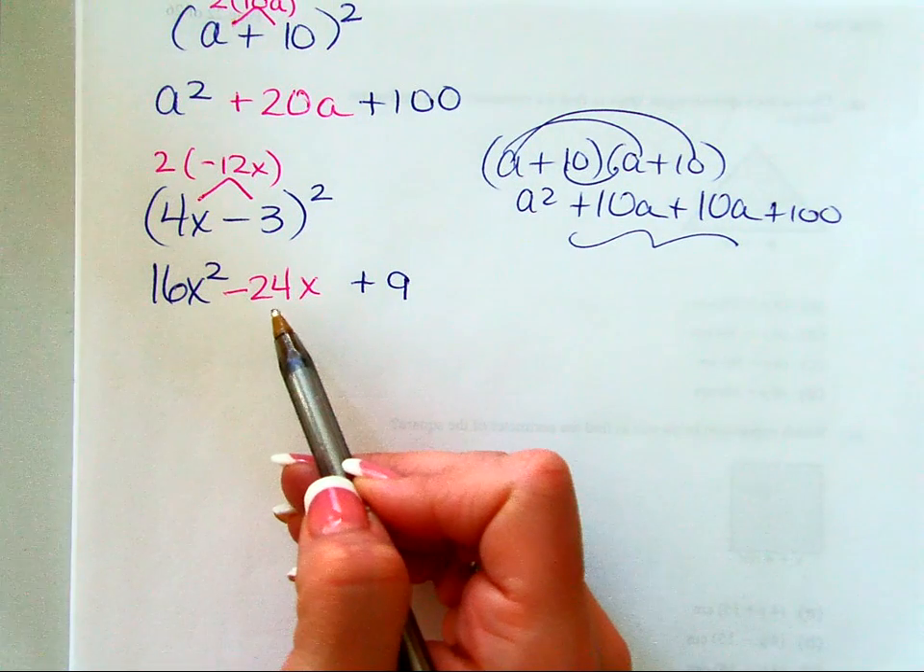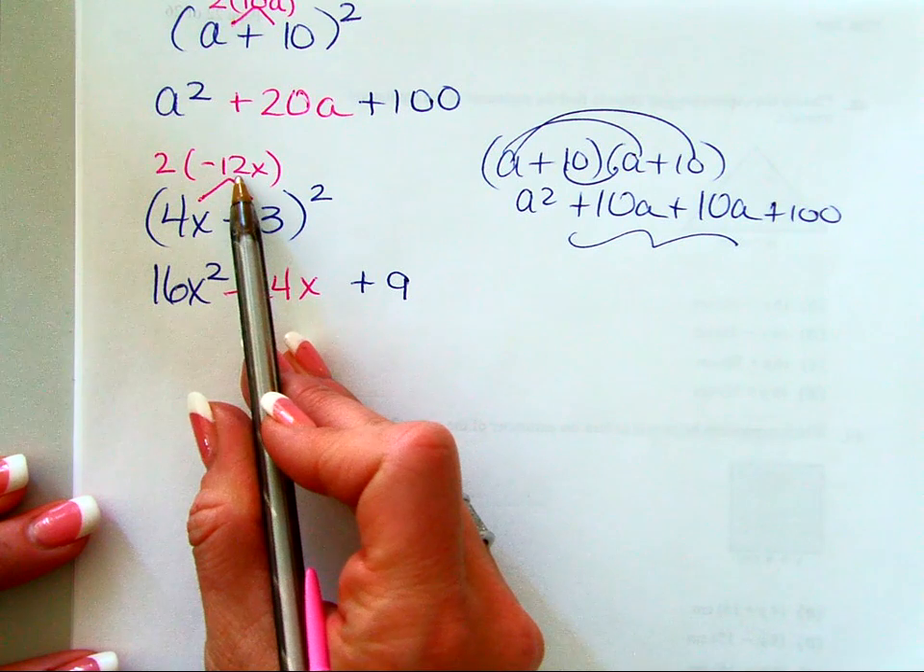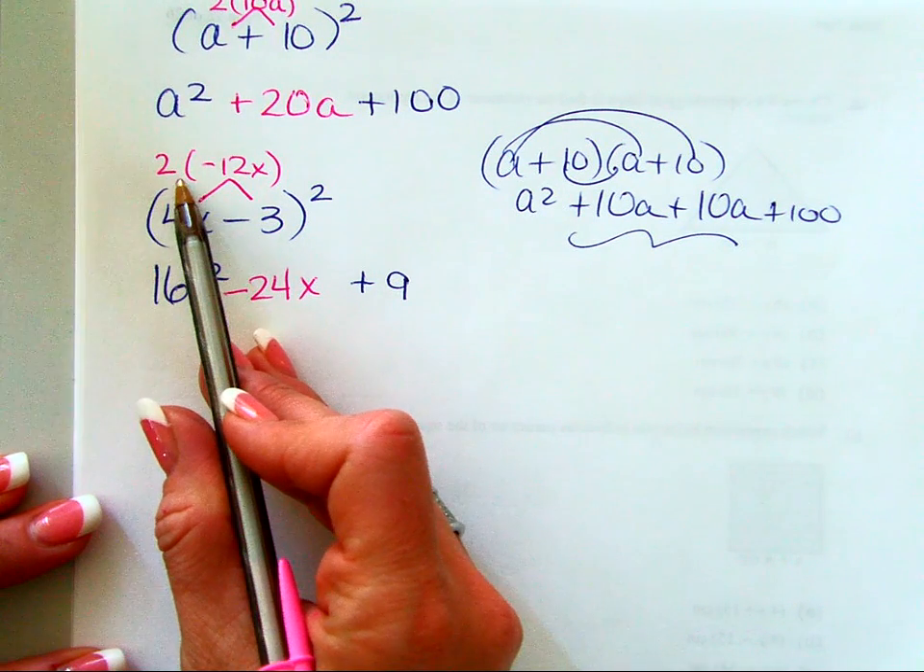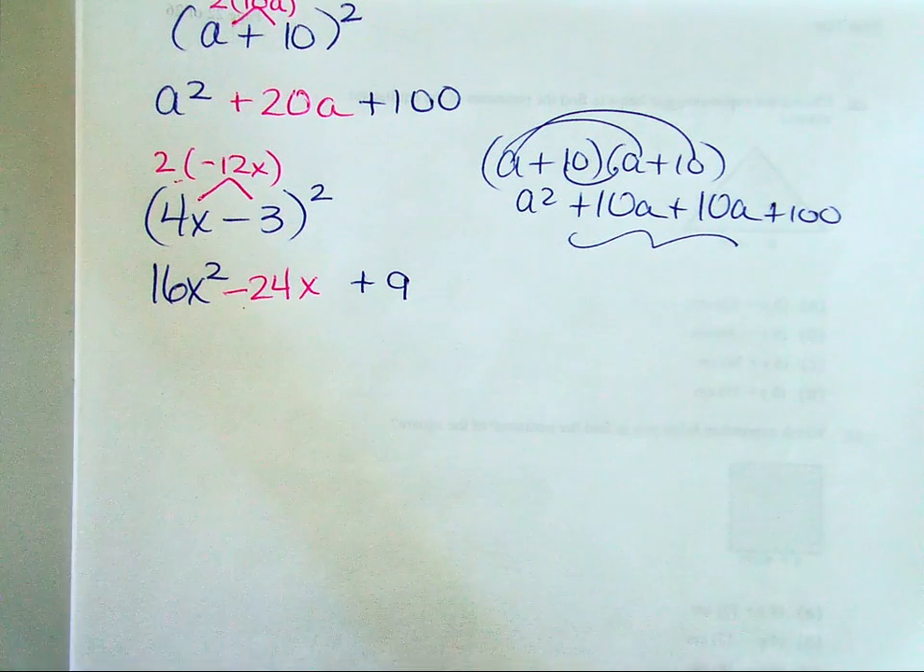Emily, do you see where 24x comes from? So, 4 times negative 3 is negative 12. If I have two of them, I have a negative 24.